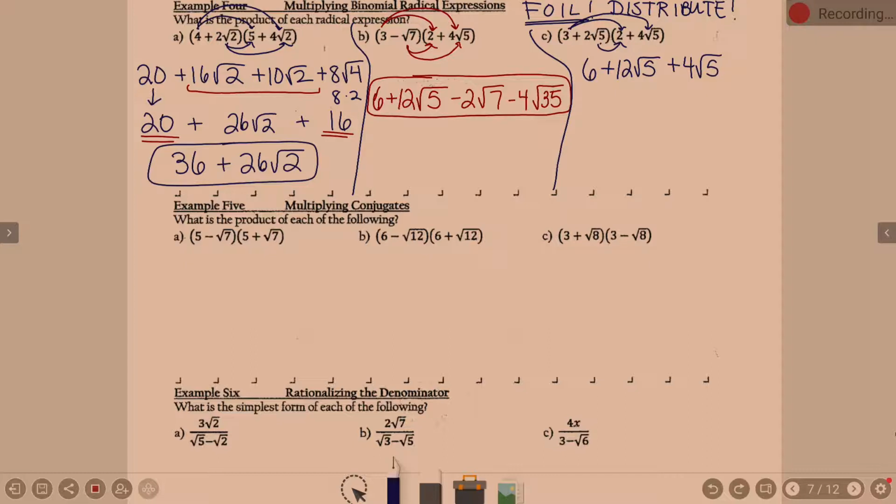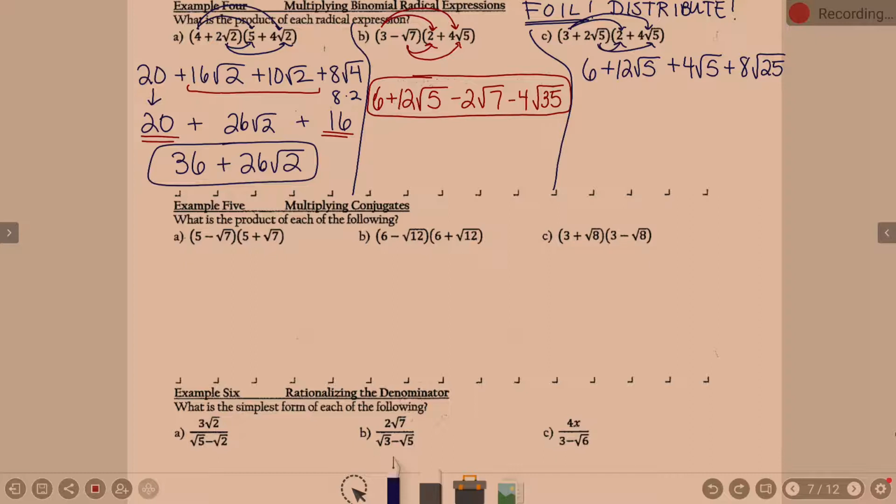And then last, 2 square root of 5 times 4 square root of 5. Whole numbers times whole numbers. Square roots times square roots. 2 times 4 is 8. Square root of 5 times square root of 5. Square root of 25.